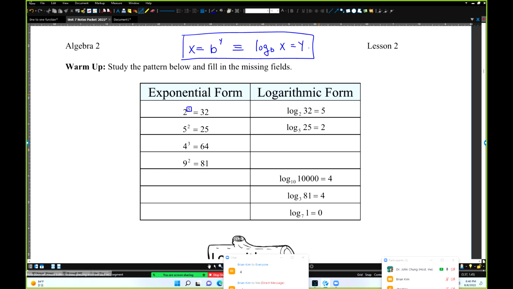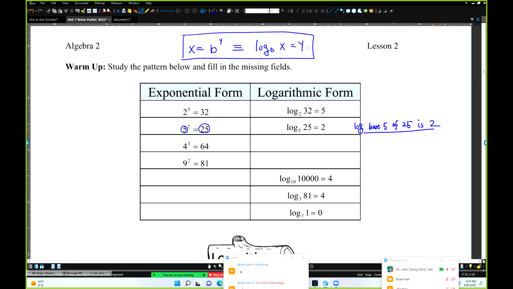So 2 to the 5 equals 32. By definition, the log has base number 2, and the whole thing, this number 32, is the power. So log base 2 of 32 equals 5. We're going to change the form for a little practice. What is log 5 to the what? Log base 5 of 25 is 2.